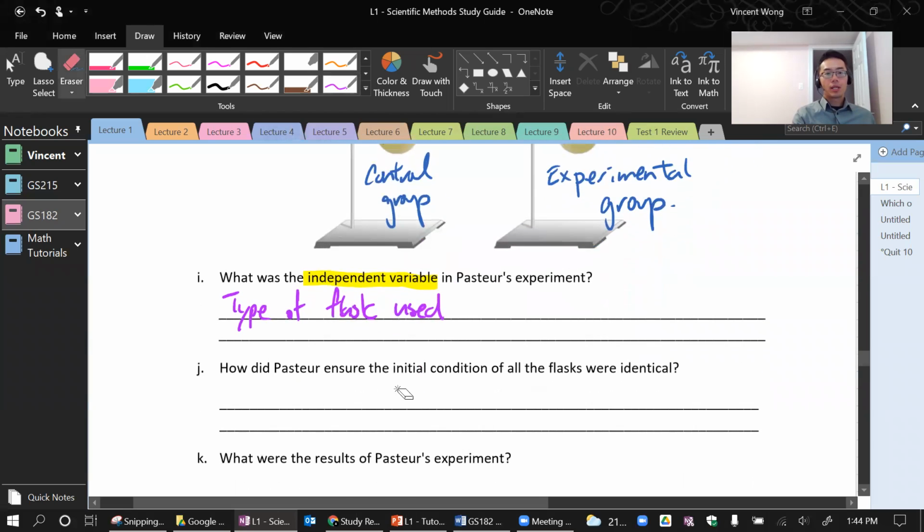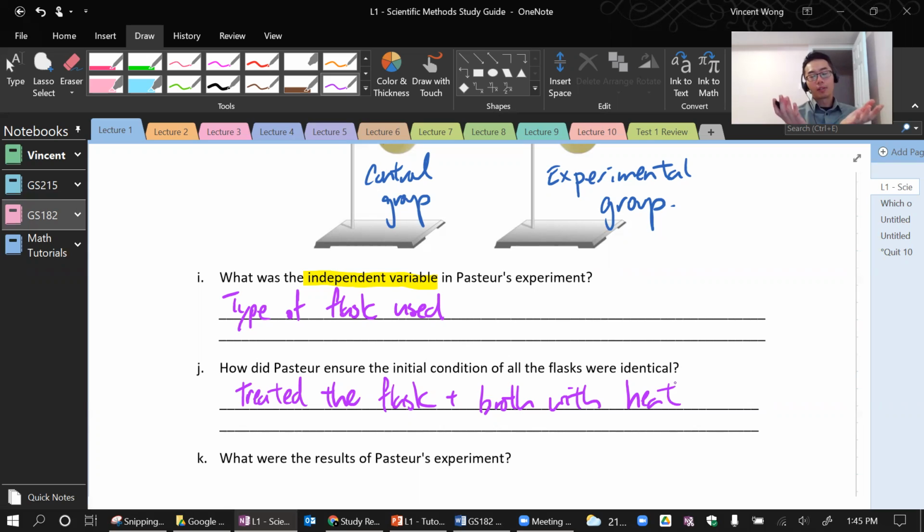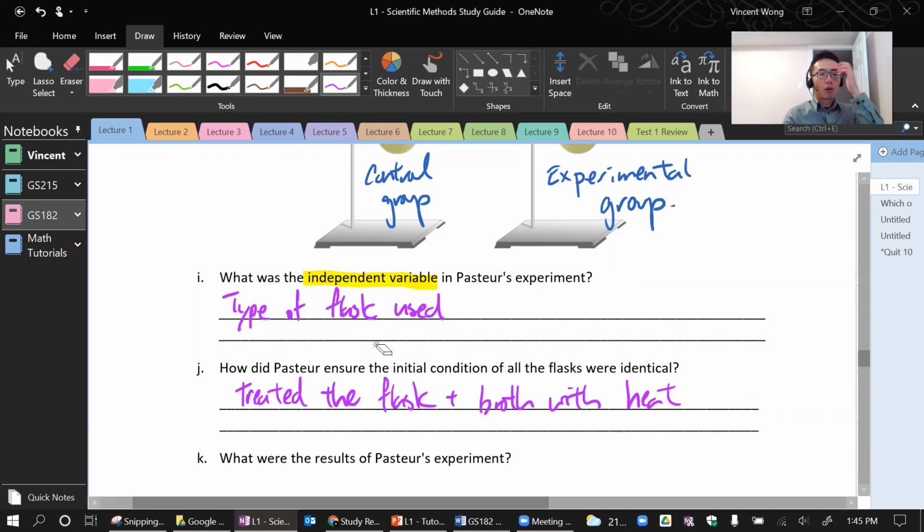So how did Pasteur ensure the initial conditions of all the flasks were identical? Well, he treated the flask and broth with heat. Okay, so as I mentioned earlier, it kills off everything. So if he looks at the broth a couple of days later, and he finds that there are cells moving in them, then they know that it wasn't from before. These are new cells that are being formed.